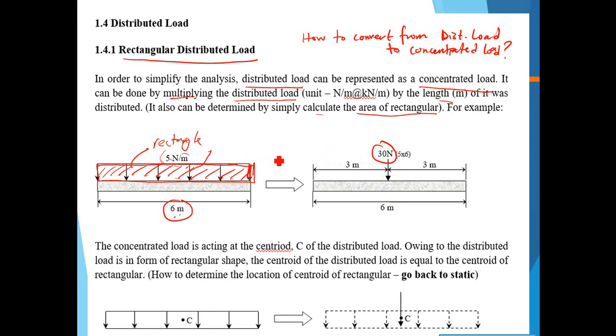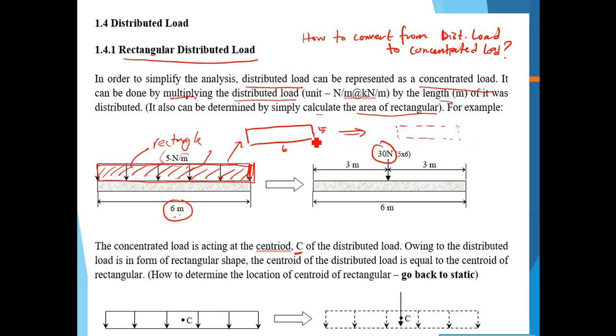So we have to put it at the centroid. Let me explain with an example. This is your distributed load, which I represent by this rectangle. So this is 5, this is 6. When we convert, it becomes the concentrated load.